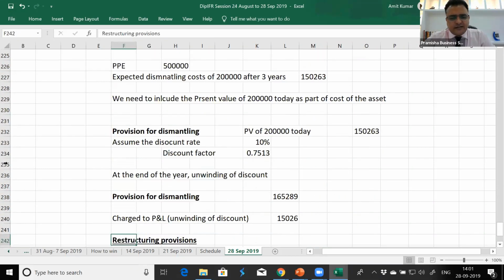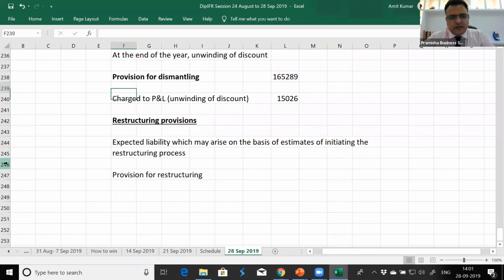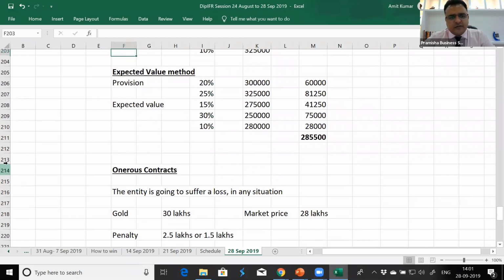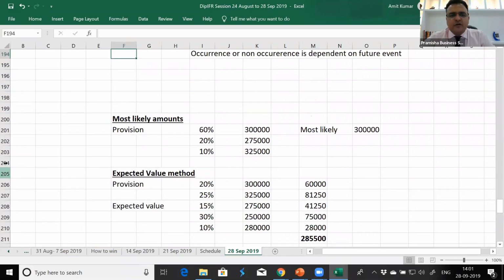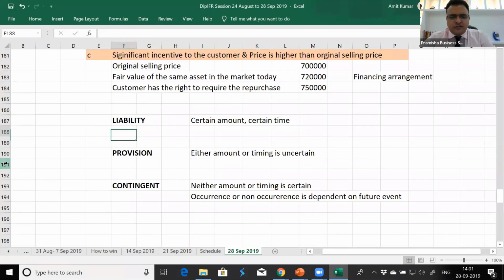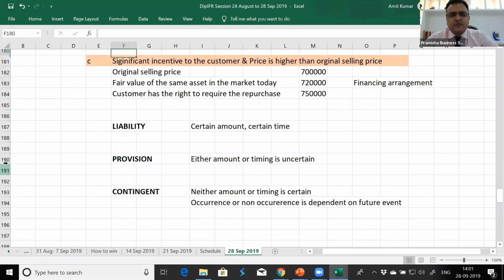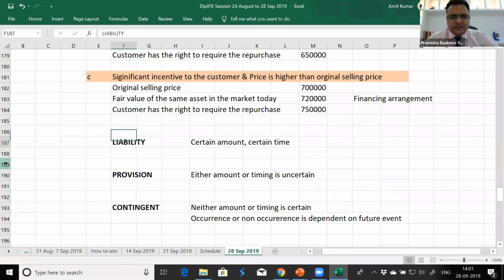Contingent assets and contingent liabilities. Contingent asset or contingent liability. For contingent assets we will be very conservative in our approach. We may not even be required to disclose those contingent assets. Contingent liabilities we are required to disclose in the notes to accounts because we do not have any amount to be shown as part of the balance sheet.